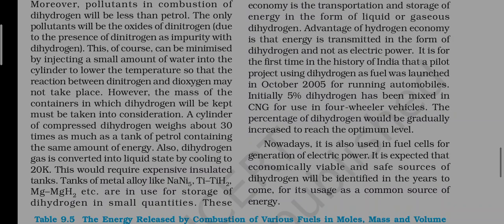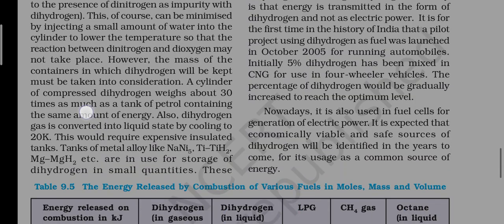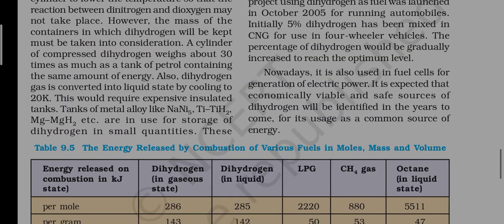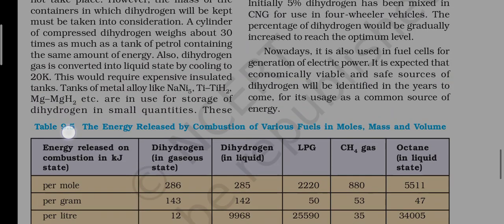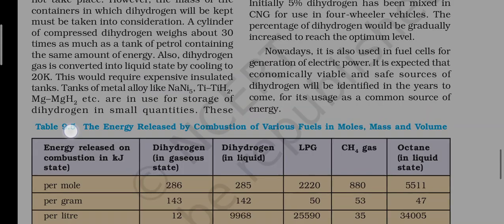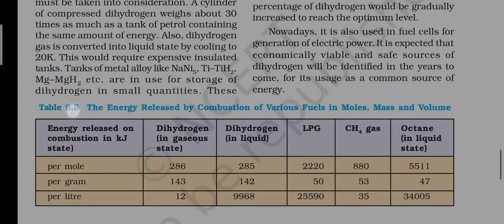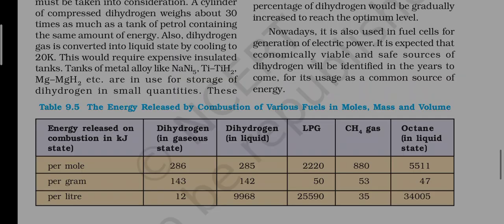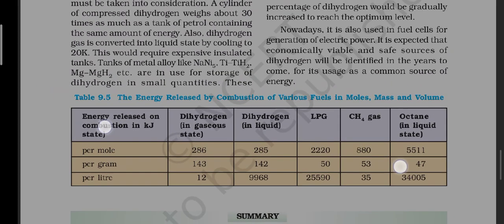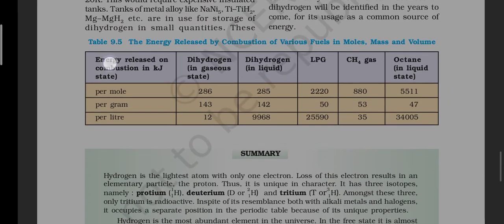It is for the first time in the history of India that a pilot project using dihydrogen as fuel was launched in October 2005 for running automobiles. Initially, 5% dihydrogen has been mixed in CNG for use in four-wheeler vehicles. The percentage of dihydrogen would be gradually increased to reach the optimum level. Nowadays, it is also used in fuel cells for generation of electric power. It is expected that economically viable and safe sources of dihydrogen will be identified in the years to come for its usage as a common source of energy.